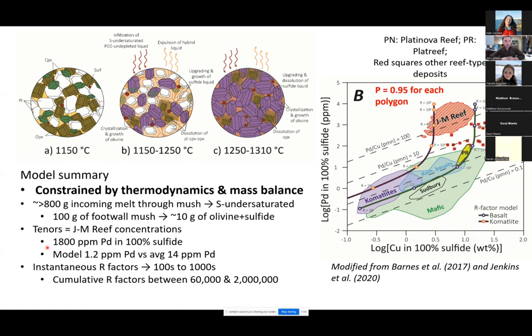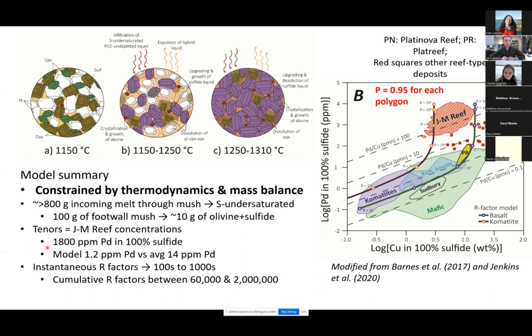The instantaneous R factors of our model are typically in the 100s, and towards the end, when we begin to dissolve a considerable amount of sulfide liquid, they reach the thousands. But there's not this minuscule amount of sulfide liquid compared to the silicate melt. It's always been difficult to understand how you could equilibrate so much silicate melt in such a little volume of sulfide liquid.